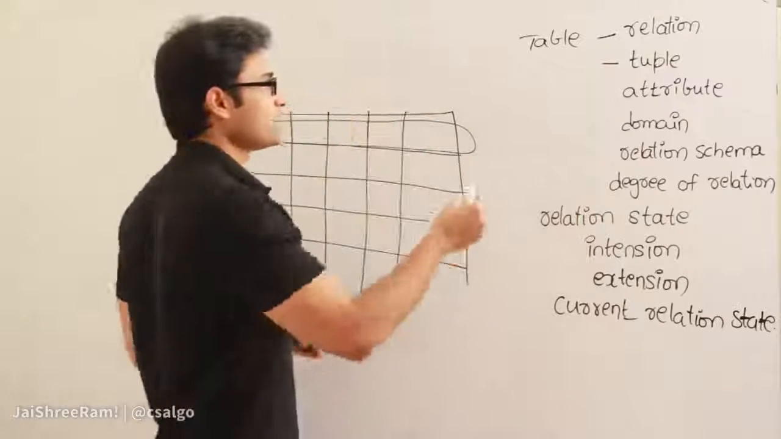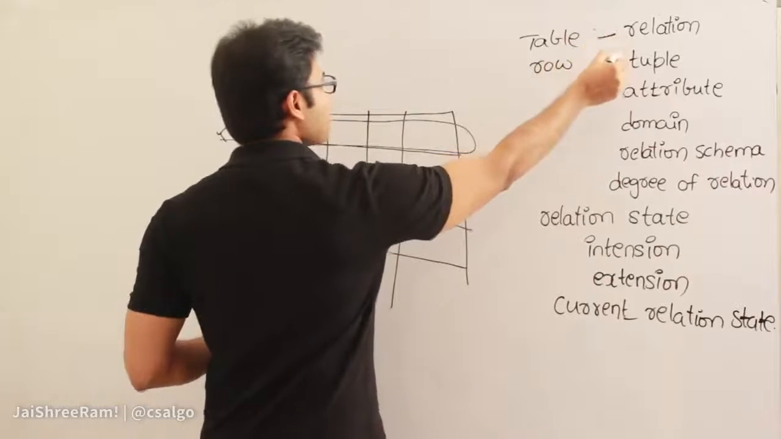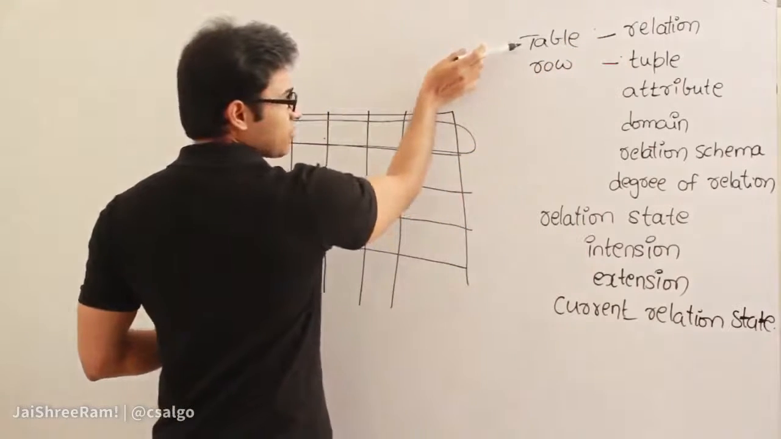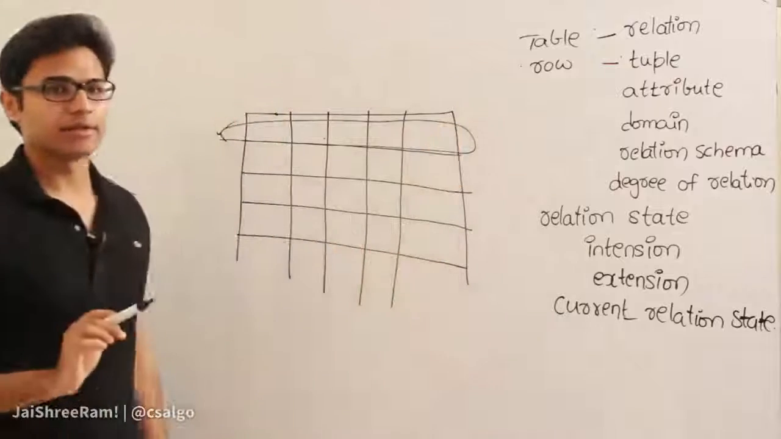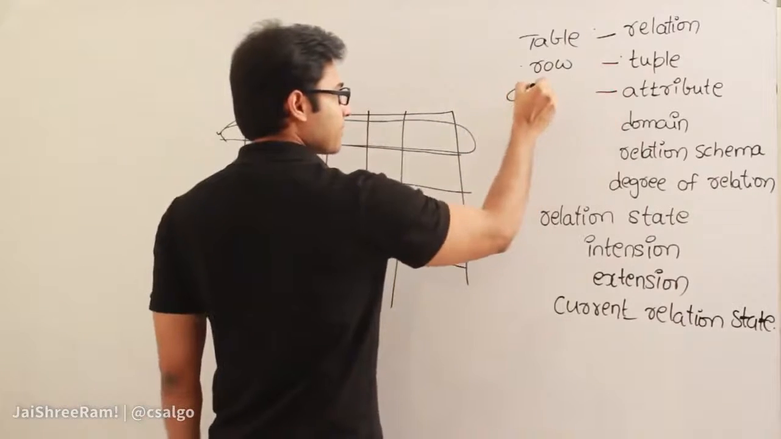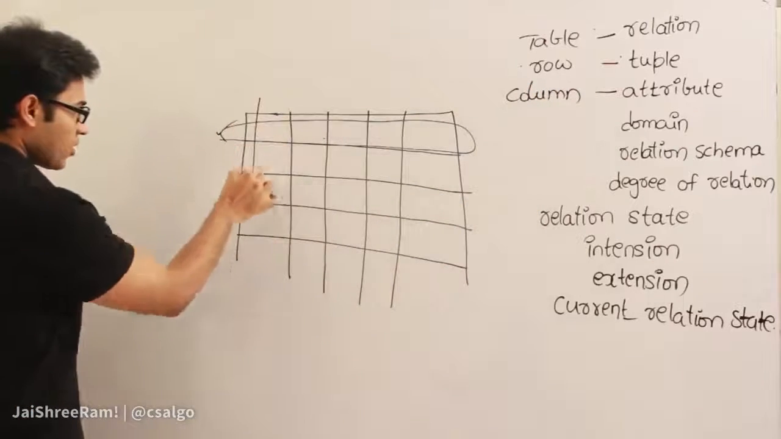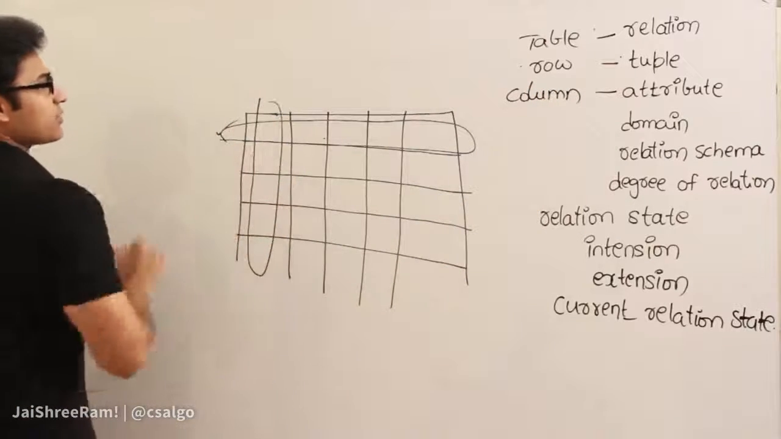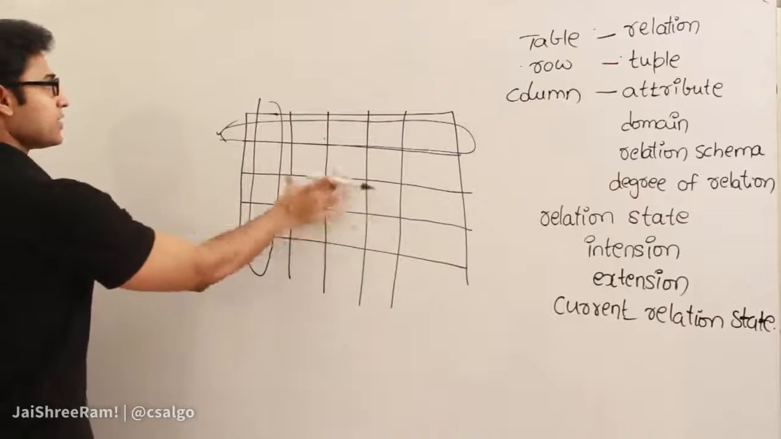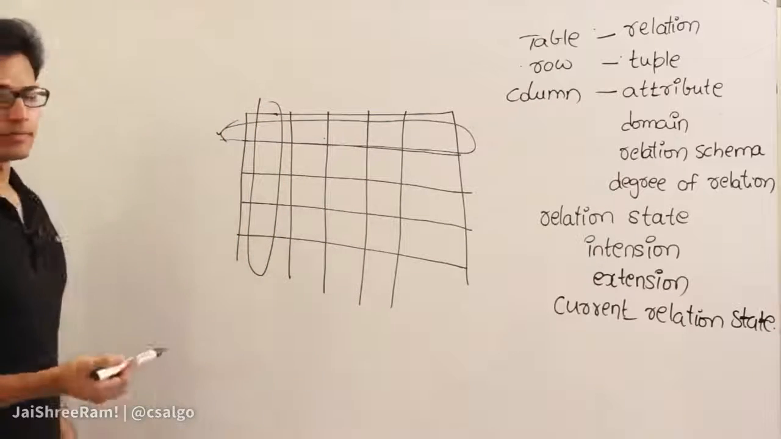So you can think of a tuple as a row. Instead of using the names relation and tuple, I will sometimes use table and row to make things clear. And an attribute is a column. So this entire one column, you can think of it as an attribute. So a table is a relation, a tuple is a row, and an attribute is a column.